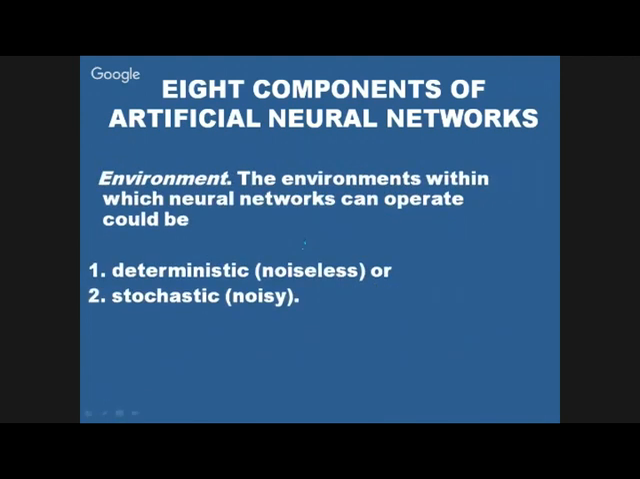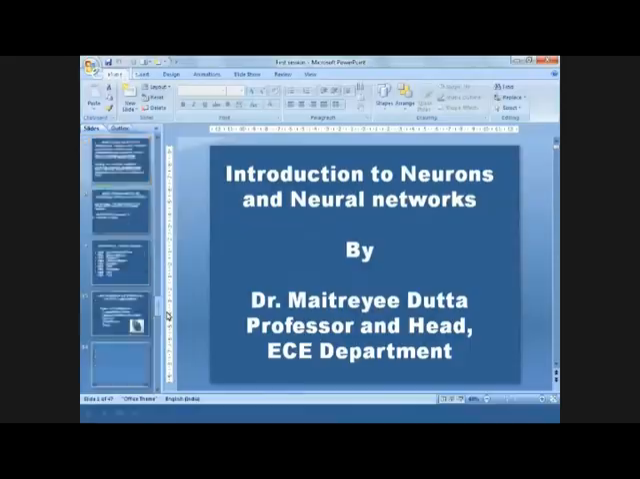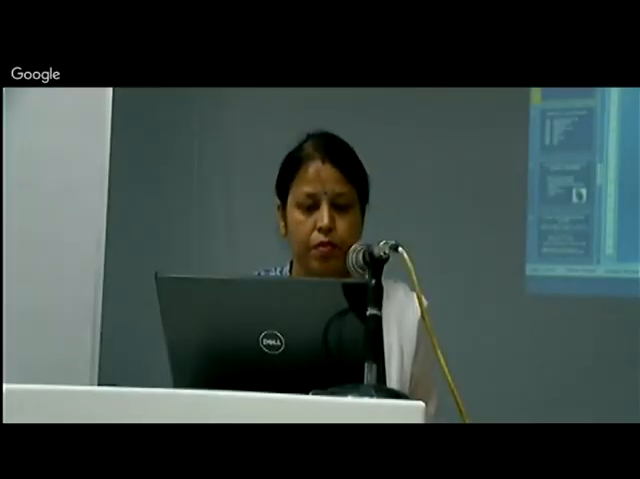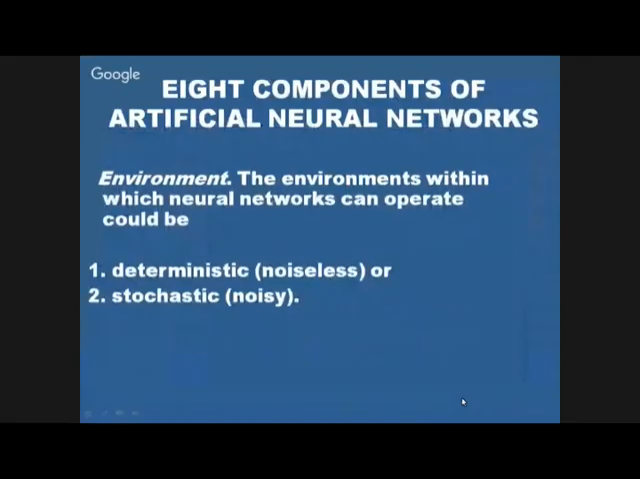There may be two types of environment, the noiseless or the noisy environment. The noiseless environment is known as deterministic, and the stochastic is known as noisy, where we go for the probabilistic function. So this is the probabilistic or the deterministic or the stochastic function, right?